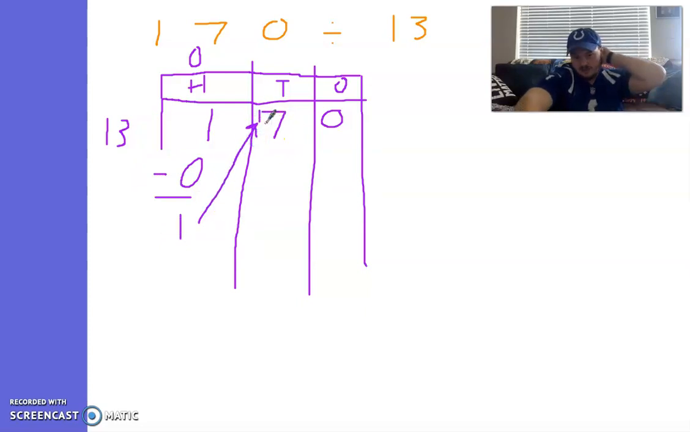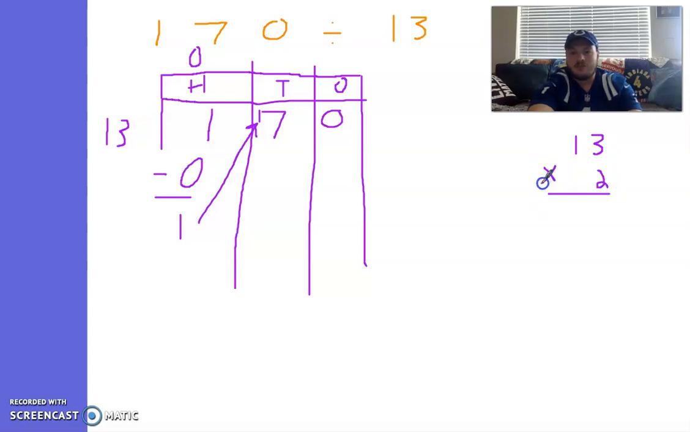So I have 17. Now I need to see how many times can 13 go into 17. Well, I could count it on my fingers if I wanted to, but I'm just going to use my multiples by doing 13 times 2 to see if it could fit. I already know that it can't. I'm just showing you. 2 times 3 is 6. 2 times 1 is 2. It won't work because it's too big, so I could X it out or erase it. The Xing it out is just a way to show additional work. But since I know it can't be 2, it's got to be 1. 1 times 13 is 13.